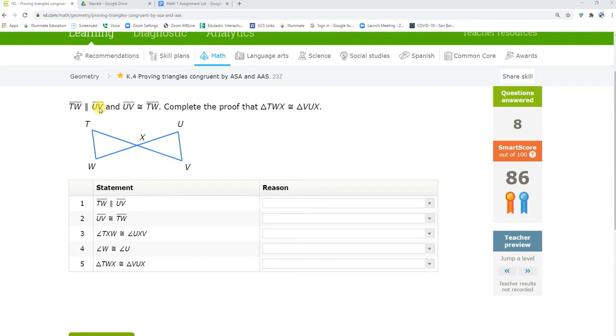Okay, TW, so this guy right here is parallel to that guy right there. That's a given. UV, TW, this is congruent to that, given. TXW, this is congruent to that. How do I know? That's going to be vertical angles. Angle W and U, this is congruent to that. Those are alternate interior angles, right? Two parallel lines cut by a transversal, alternate interiors are congruent. And then at the end, what do we have? I feel like we have angle, angle, side.